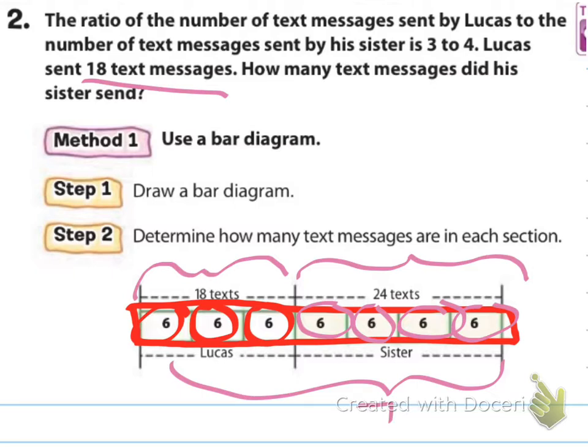So 18 messages sent by Lucas means that this would be 6, 6, and 6. I know, calm down. And that would make a total of the 18 messages. Over here then, if these are all 6s, then these will all be 6s as well, and then I can add those all up, and it tells me that she has 24 text messages for every 18 of his.